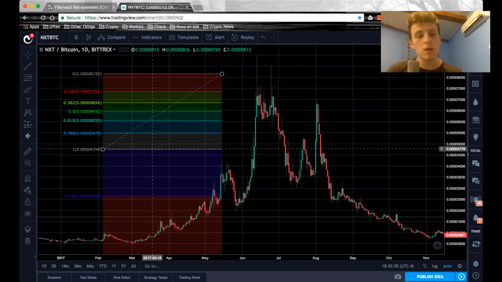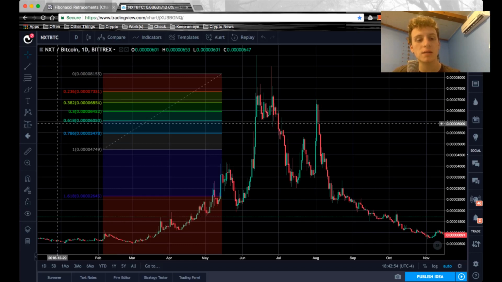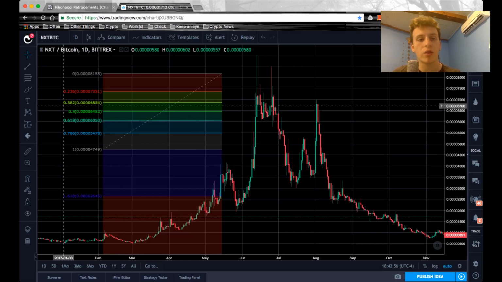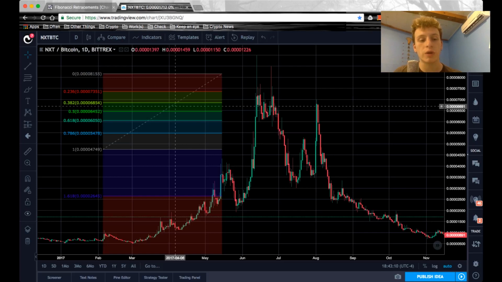What these values mean is pretty cool, and a lot of people don't know about it in trading. It's shown on this website right here, which I will include in the description below. A lot of people don't know that the reason there is a 61.8% here and a 38.2% here is because of this. A number divided by its previous number in the Fibonacci sequence approximates to 1.618, also known as the golden ratio, which we see down here.